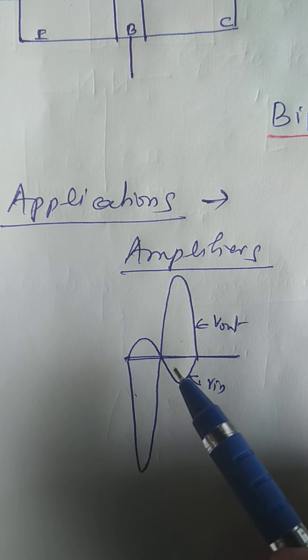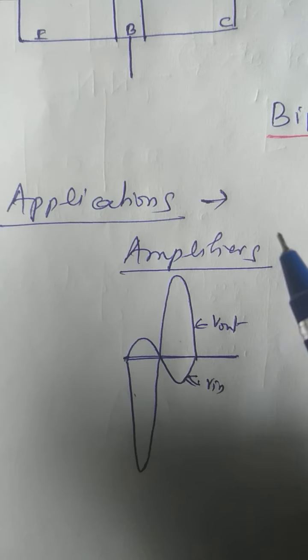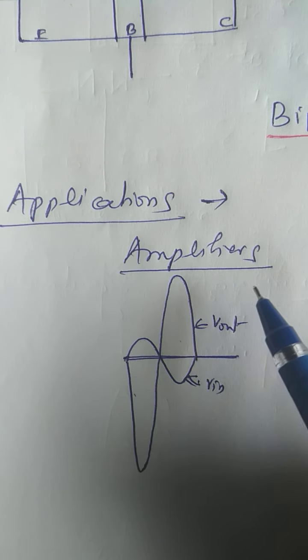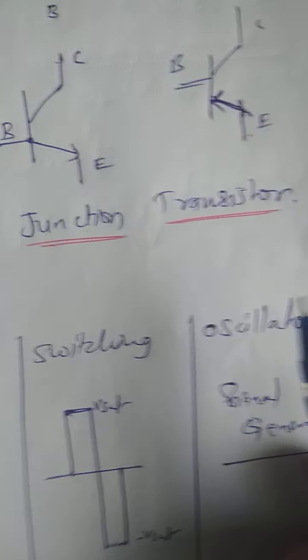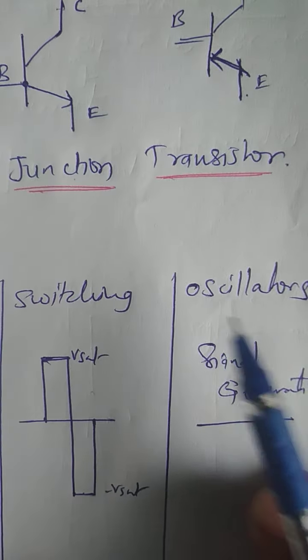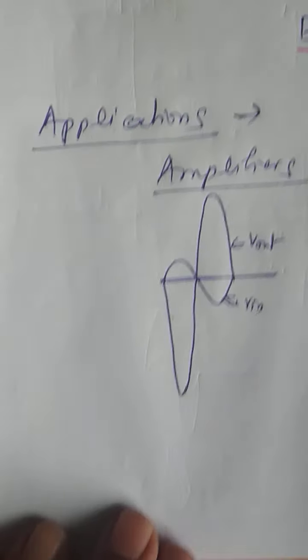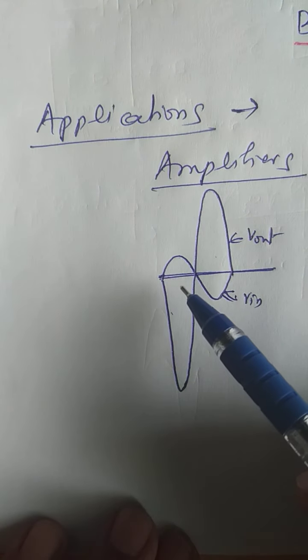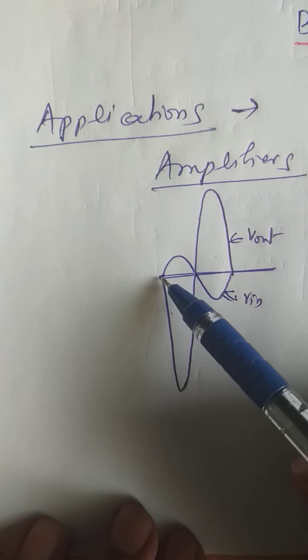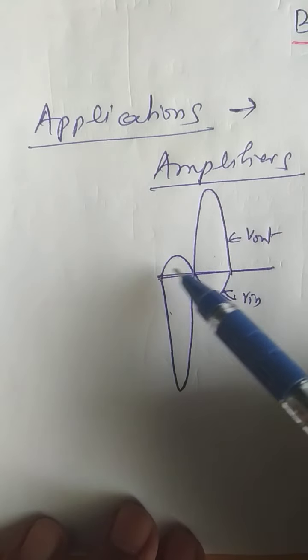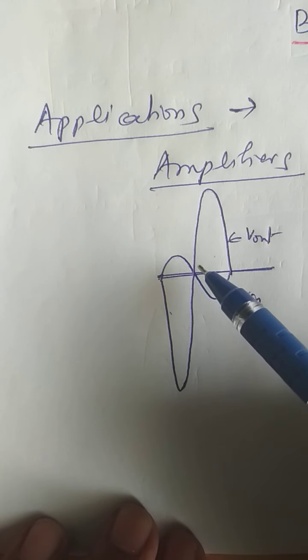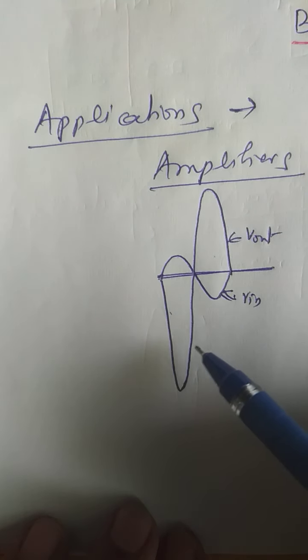At a broader level, when we see the applications of a transistor, we have amplifiers. Then we have switching applications, and it can be used in oscillators also, in oscillators to generate the signal. As far as amplifiers are concerned, we call them linear applications. The reason is the output is always a function of the input. The input and output both are sinusoidal, and the output always remains a function of the input.